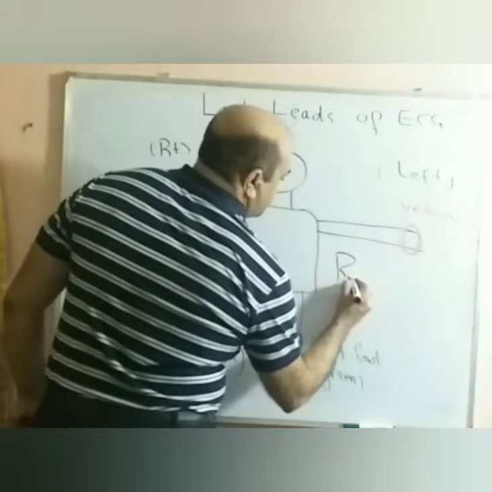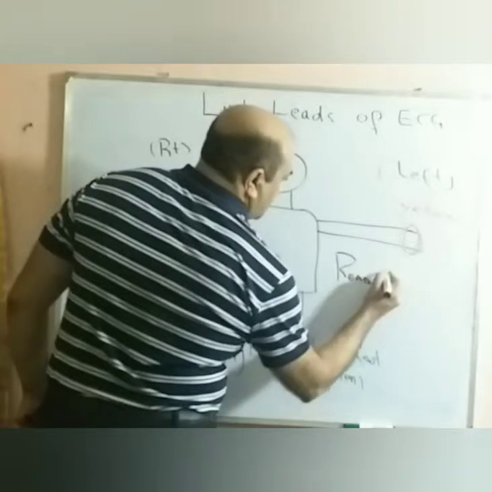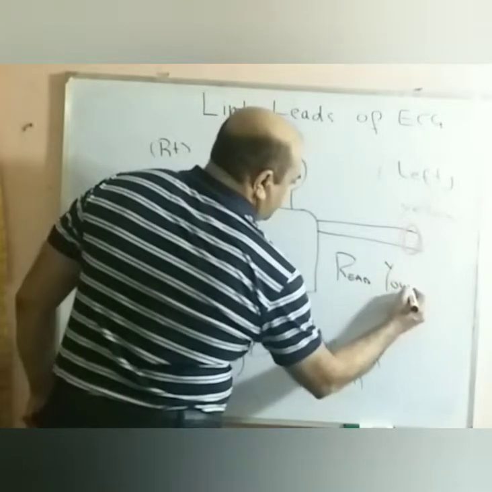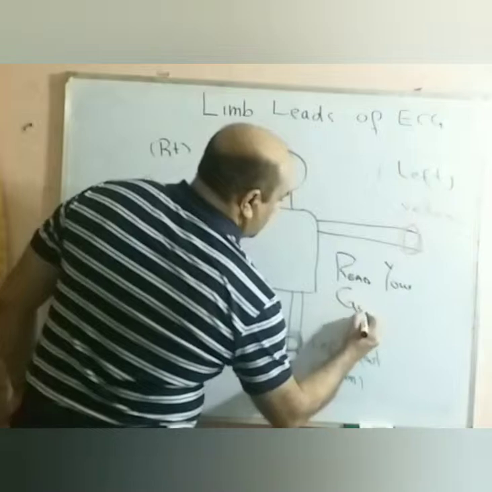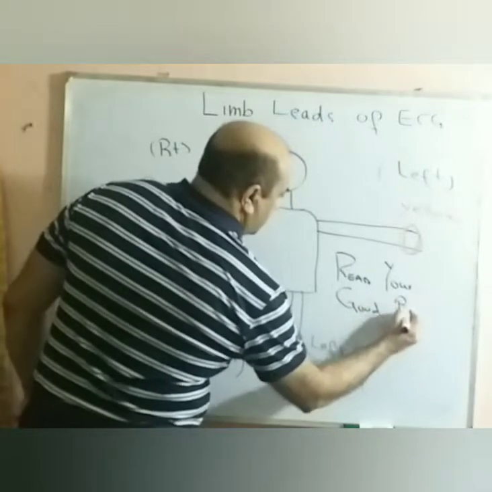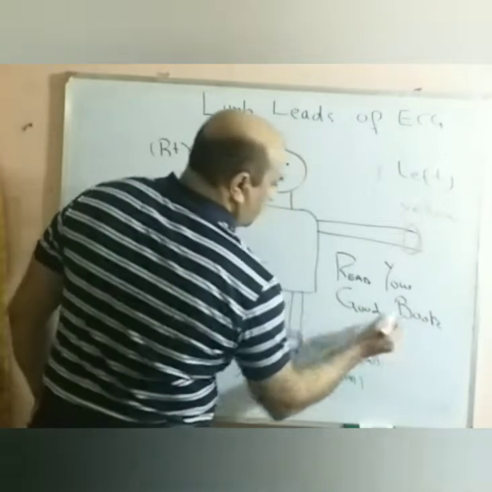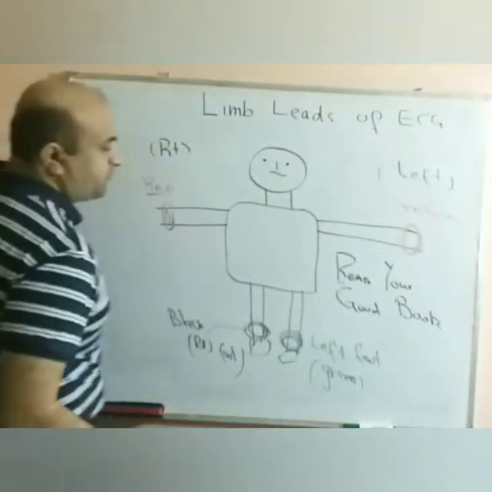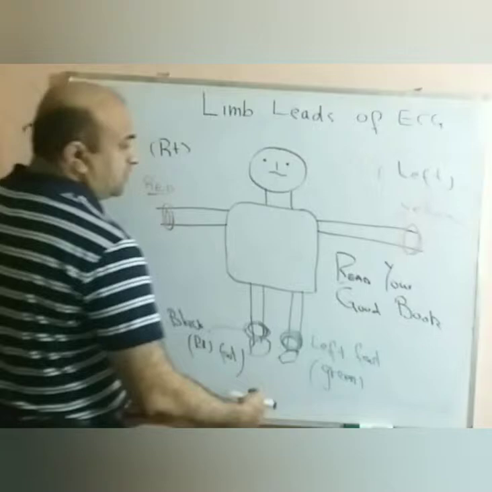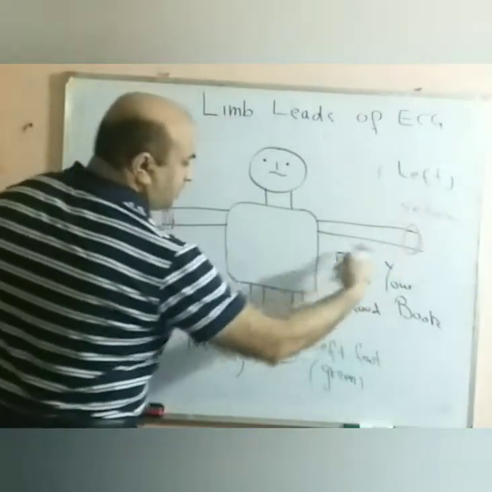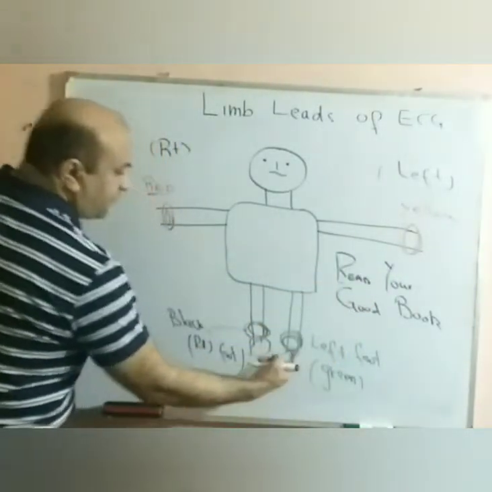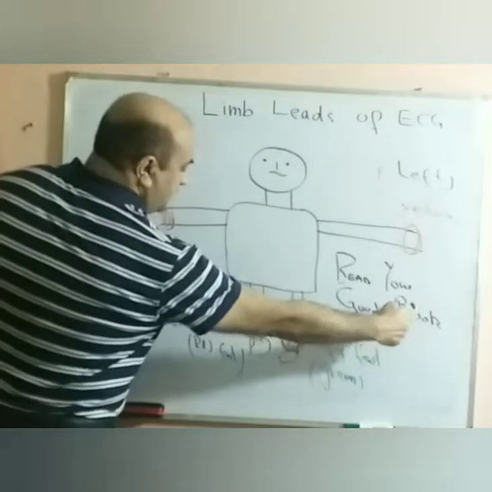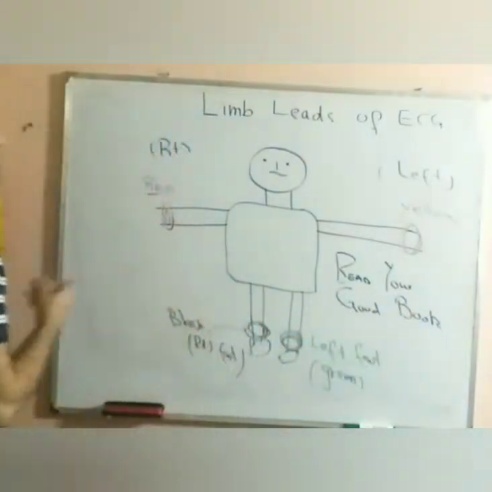Read your good book. So red on the right arm, yellow on the left arm or forearm, whatever you can call it, because it can be placed anywhere along it. Green on the left foot, and B from book, black on the right foot.